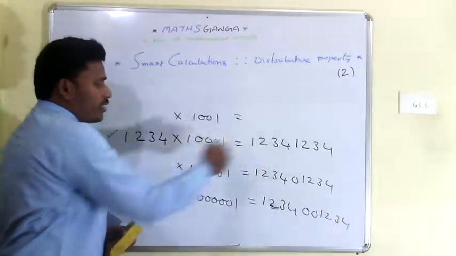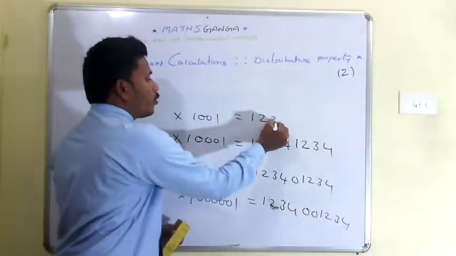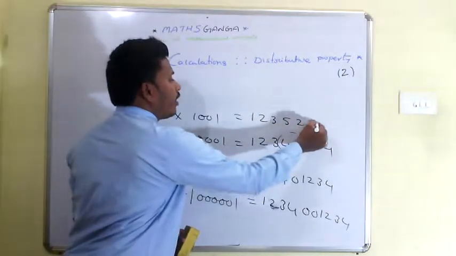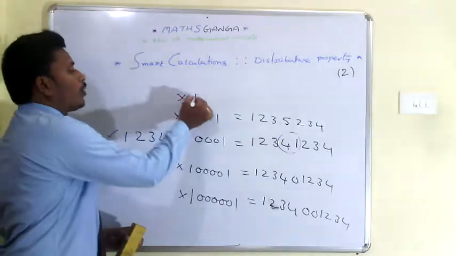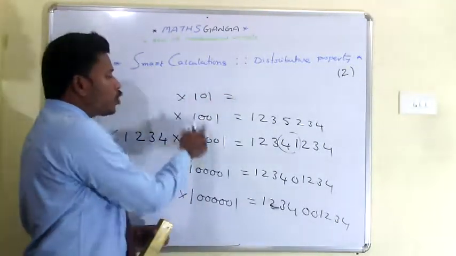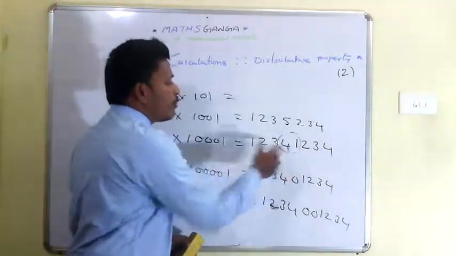For this product, the result is this one. Since I reduced the 0, the result will become 1, 2, 3. This 4 and 1 will get simplified as 5, and then 2, 3, 4. If I multiply the same 1, 2, 3, 4 with 1001, then see, since I reduced 2 zeros, we need to concentrate on the 4 digits in between.